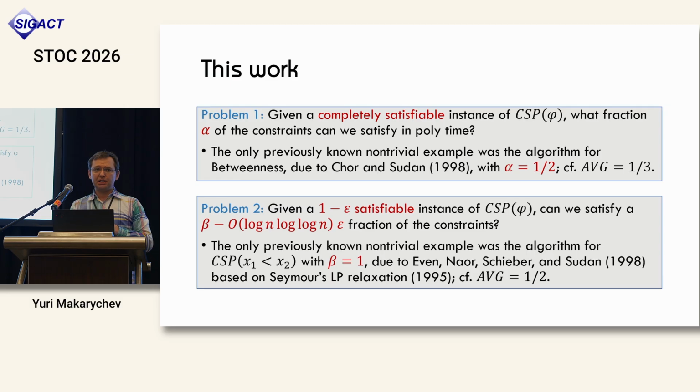The second question is about the nearly satisfiable regime. Now let's assume that our instance is 1 minus epsilon satisfiable, and epsilon is little o(1). Our question is, can we satisfy some beta minus big O of (log n)·epsilon fraction of the constraints? So if epsilon is sufficiently small, then it's very close to beta. The only result previously known for this regime was by Even, Naor, Schieber, and Sudan. They designed an algorithm for the minimum feedback arc set problem, which in this context gives an algorithm with beta equal to 1.